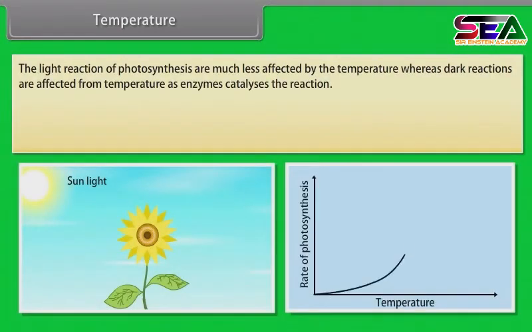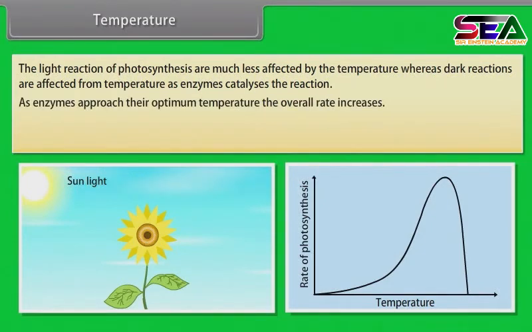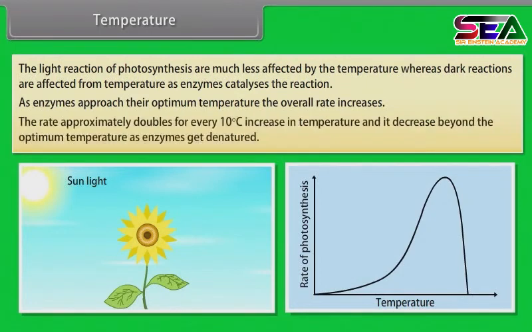Increasing concentration also increases the rate of photosynthesis, but it levels off when the maximum rate of fixation is reached. Temperature. The light reactions of photosynthesis are much less affected by temperature, whereas dark reactions are affected by temperature as enzymes catalyze the reaction. As enzymes approach their optimum temperature, the overall rate increases. The rate approximately doubles for every 10 degrees Celsius increase in temperature, and it decreases beyond the optimum temperature as enzymes get denatured.